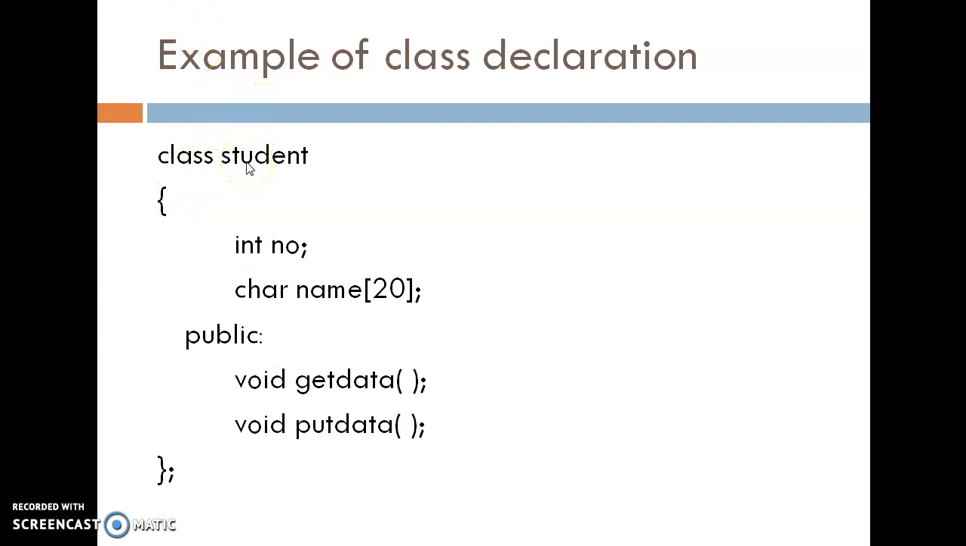Inside that, there are two data, number and name. These are, by default, private data members of the class, and in the public area, there are two functions, get data and put data.